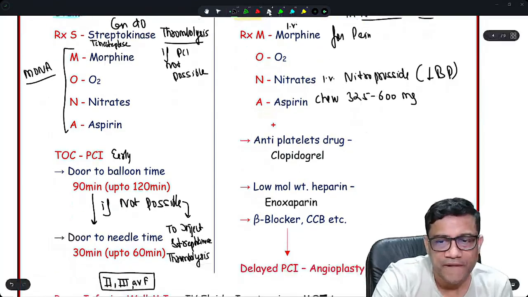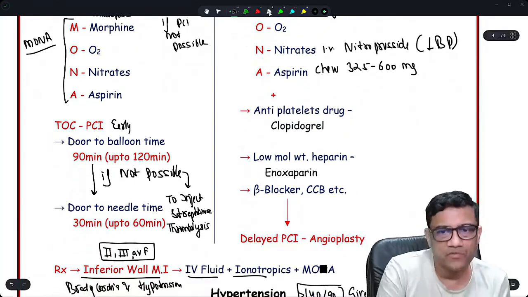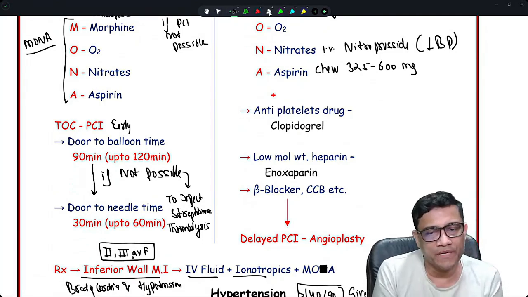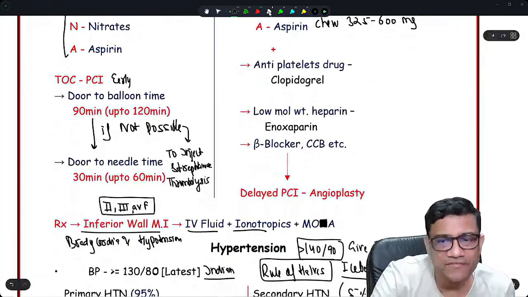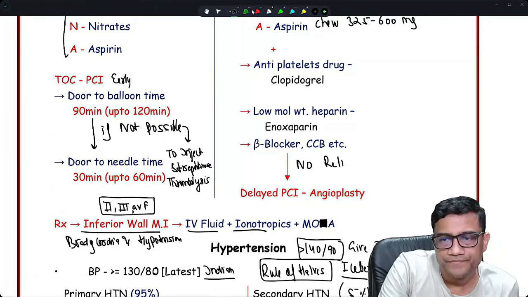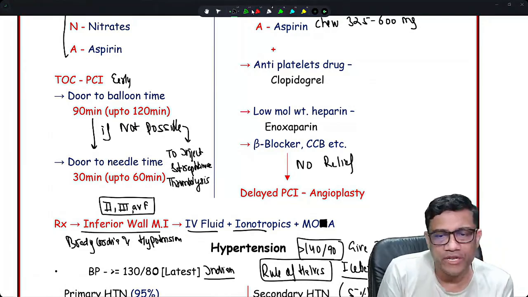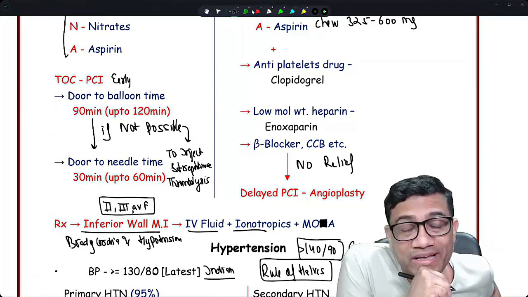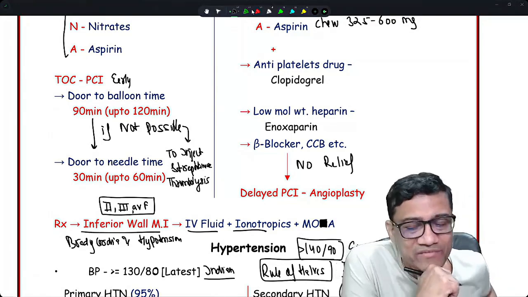Now, antiplatelet drugs like clopidogrel, enoxaparin, beta blocker, CCB. If there is no relief, we will give a delayed PCI. What is delayed PCI? Here we do a full examination, analysis, and then we take a decision.